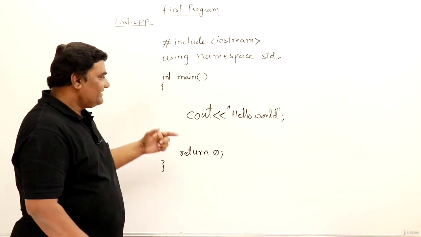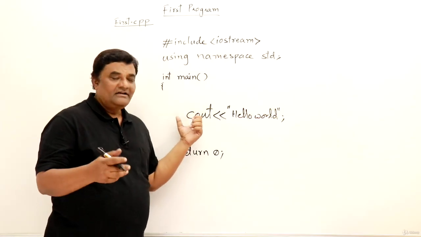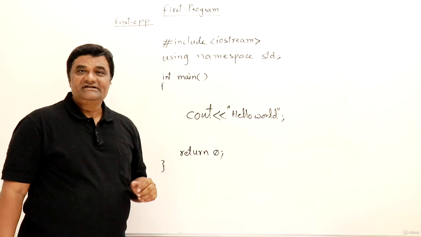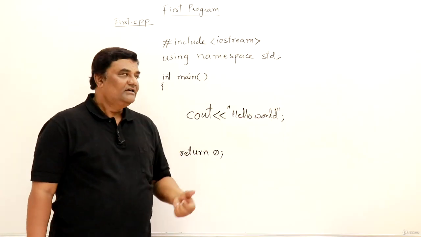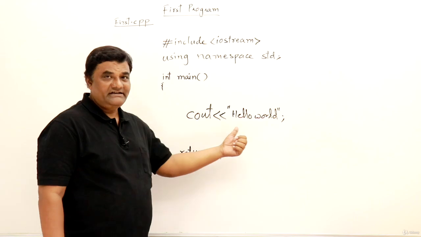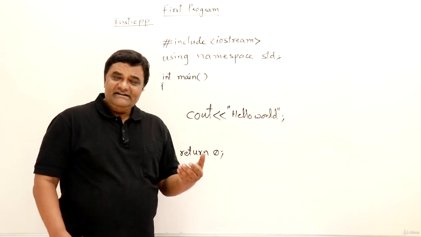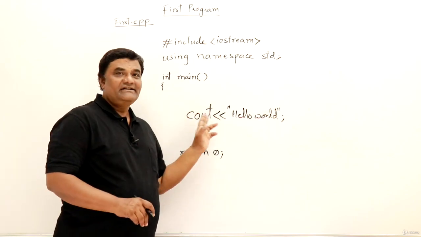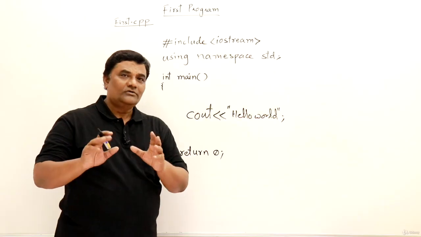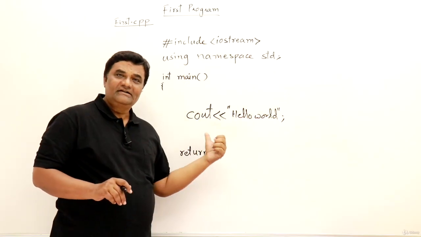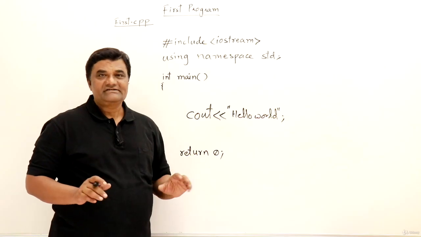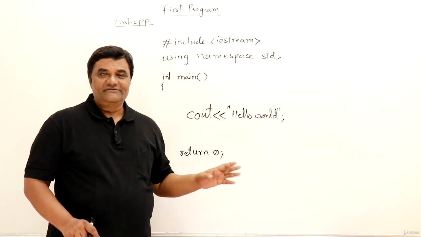Now writing std here is better than saying that we are using namespace, because we are not using everything from the namespace. We want just cout. So writing std colon colon cout is better. But it is easy for beginners to just write cout. So I may be using cout many times, right? On the top I will write using namespace, and here I will write just cout. So that's all. This is the first program.